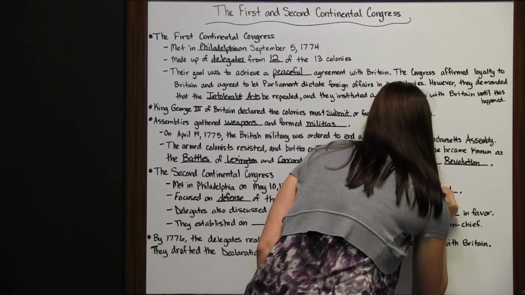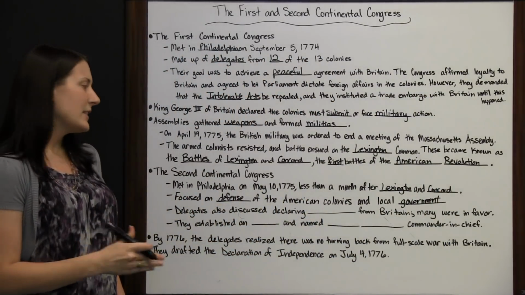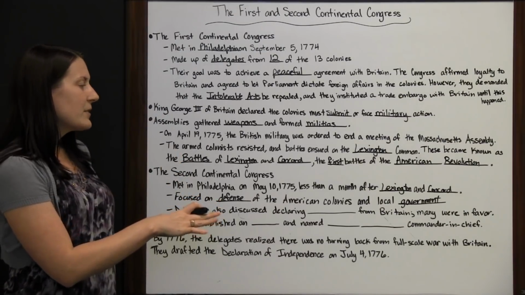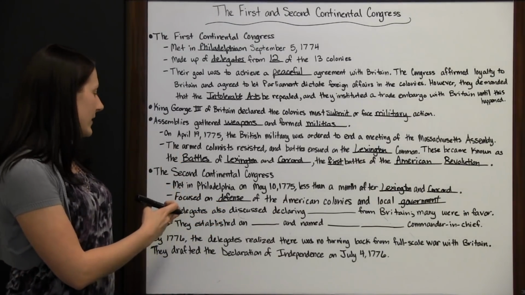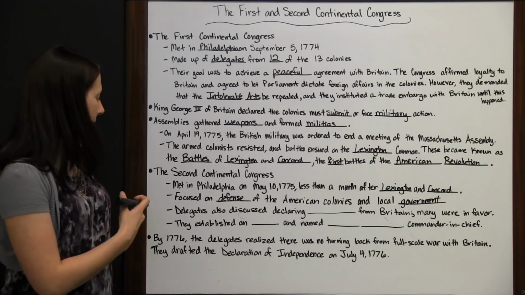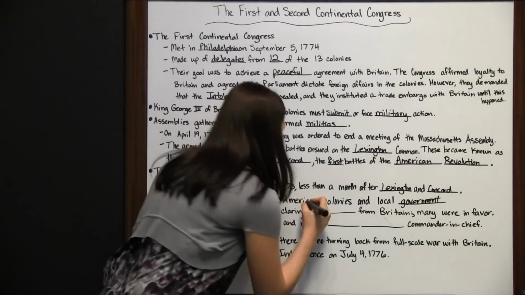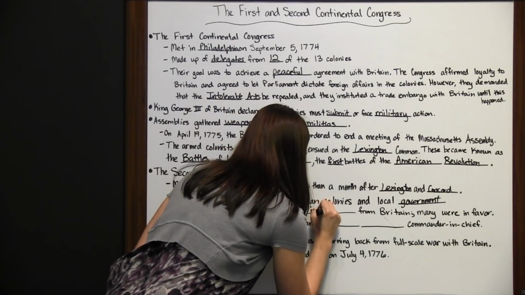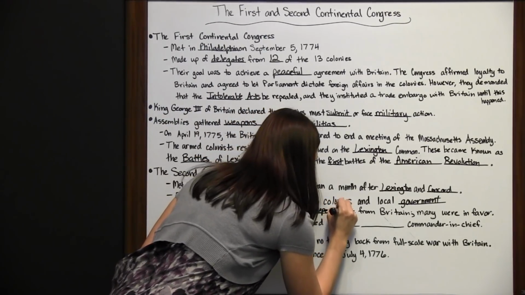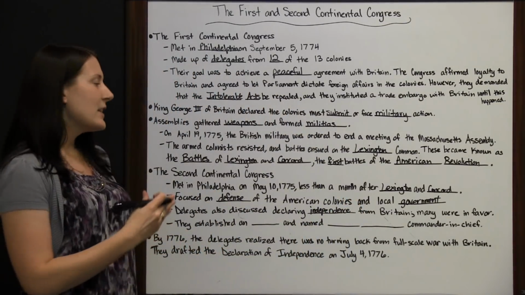Since Britain had been in charge of their government before, they had to come up with their own local government system. So part of what they did was work on local government. Part of what they did was talk about their defense. What were they going to do? So the delegates also discussed declaring independence from Britain. And this was a drastic thing because Britain was controlling all of them. But they said, you know what?